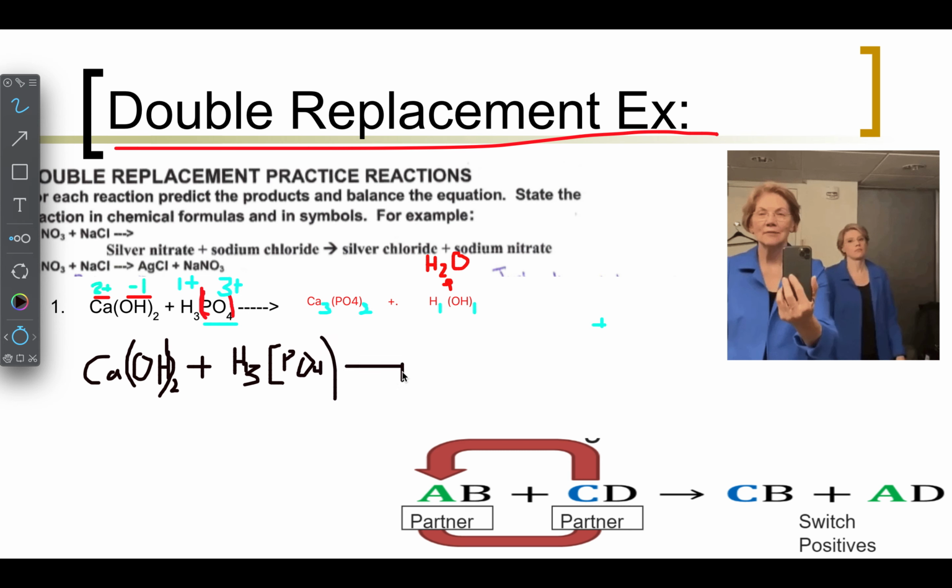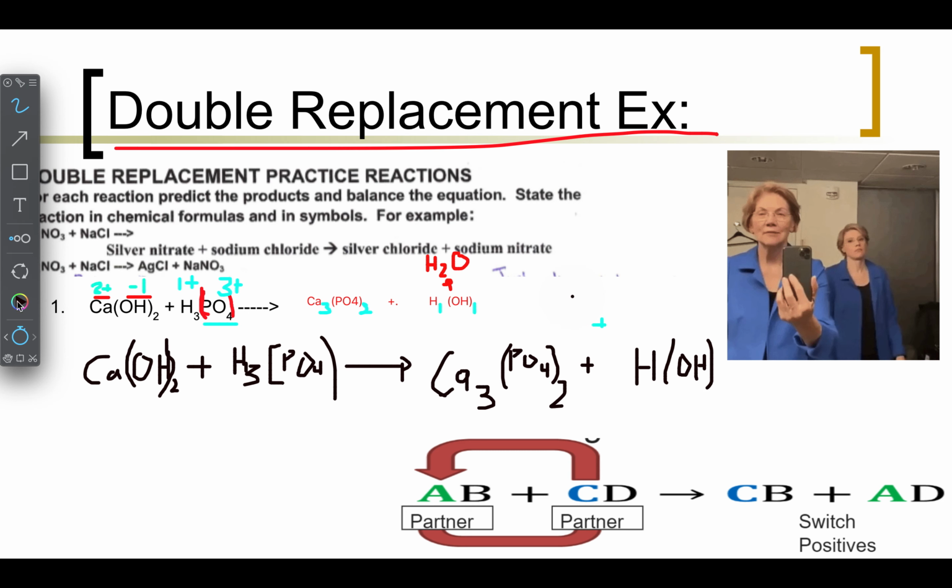It turns into calcium 3, PO4 2, plus HOH. We can leave it as HOH. It'll be easier to balance. HOH.